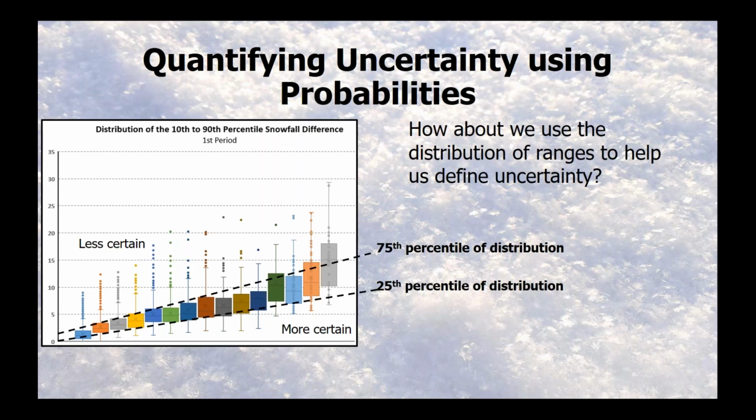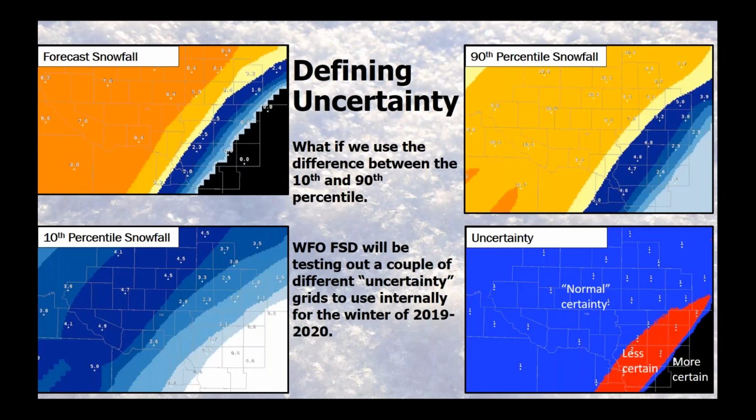Well, if everything verifies exactly the same, regardless of what the differences between the 10th and the 90th, then what we can say is as the difference gets larger, the uncertainty increases. So why don't we define anything that's greater than the 75th percentile as a more uncertain forecast, and then anything less than the 25th percentile in range is a more certain forecast. So if you do that, you can actually come up with an equation for the line. This is just made up data, but you can have the forecast snowfall, the 90th and the 10th percentile. And you take the difference between the two and then find out where you are in that distribution.